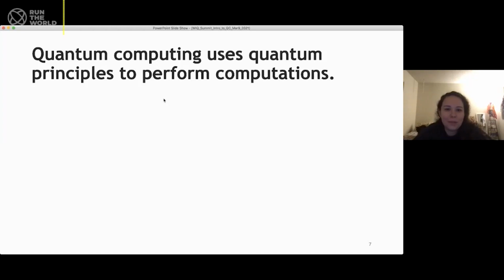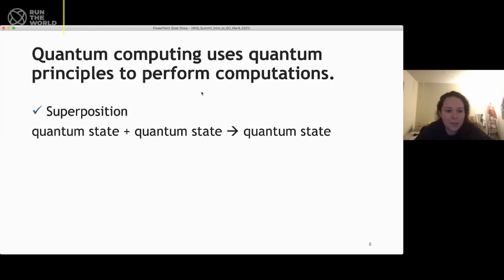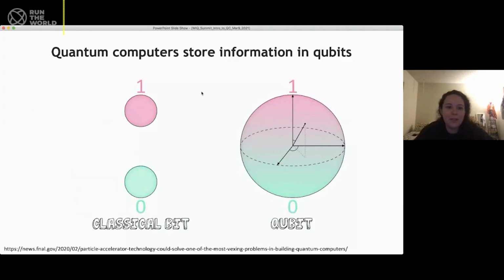Basically, quantum computers are going to use quantum principles to perform the computation. So this is a completely new way to compute. We need to understand what these quantum principles are at play underneath the hood in the computer. The first thing I'm going to talk about is superposition, and I'll get into more details about this, but basically it's the idea of taking a quantum state and adding it to another quantum state to produce another valid quantum state.